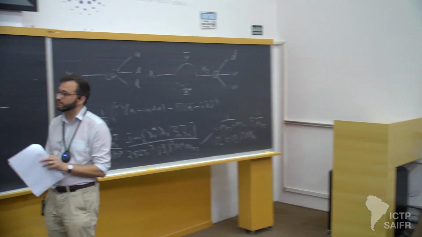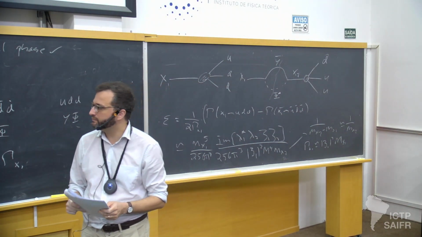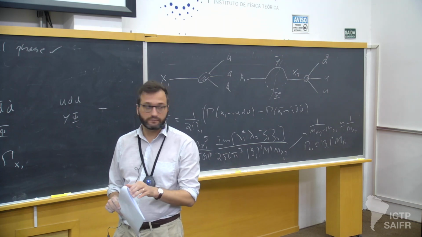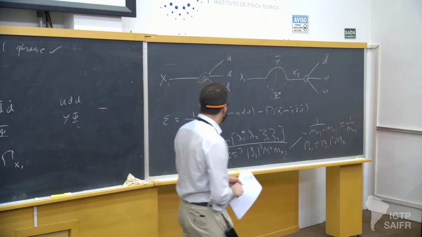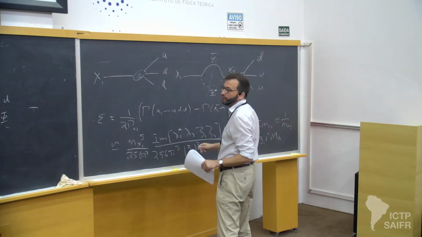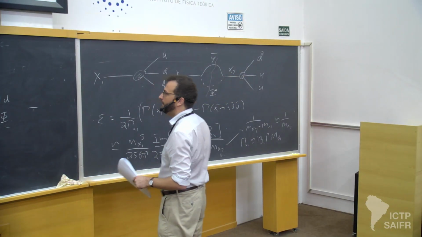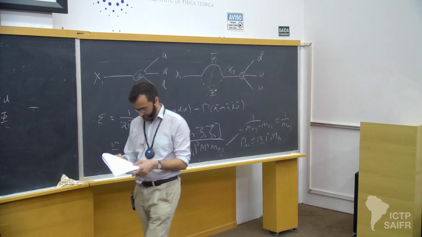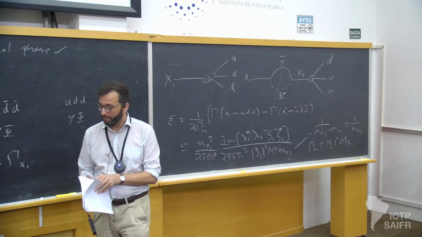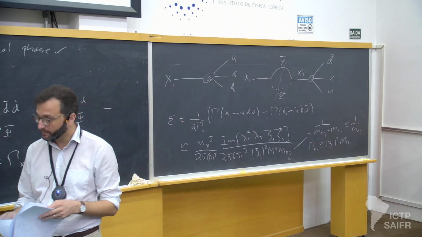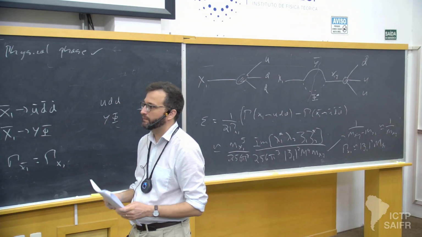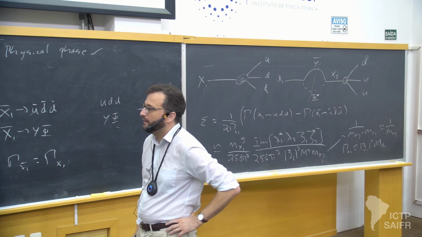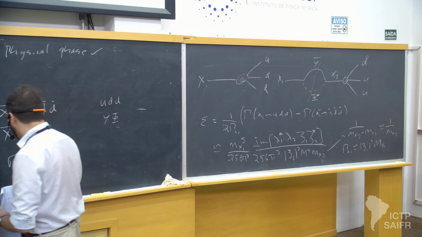Any questions from the audience? Okay, I have a comment. So in this scenario, you also have to assume the dark sector has some fast interactions to annihilate the symmetric component. Yeah, so that's right.